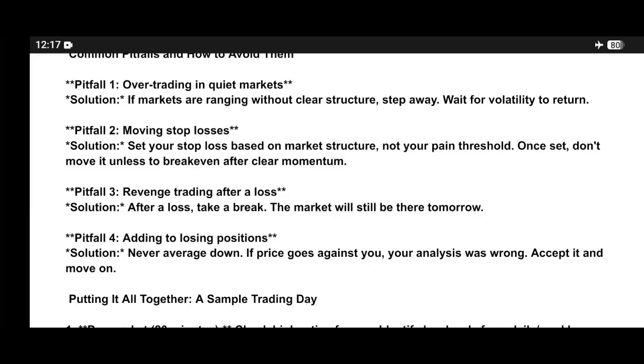So here is the solution to pitfall number four: never average down. If the price goes against you, your analysis was wrong. Accept it and move on. If the price moves against you, no worry. Don't worry. Accept it and move on.